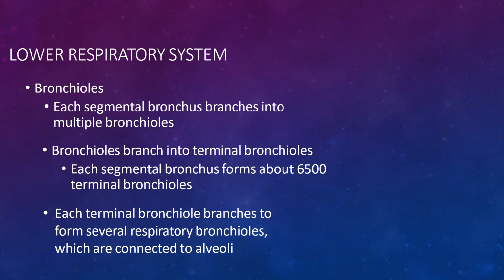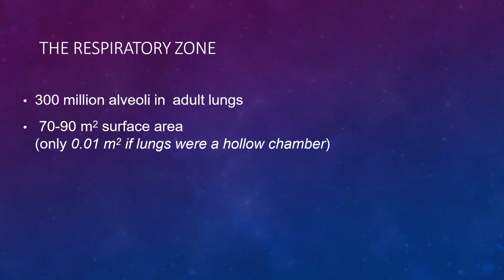You also have the bronchioles, so each segmental bronchus branches into multiple bronchioles. The bronchioles then branch into terminal bronchioles, so each segmental bronchus forms about 6,500 terminal bronchioles, and this then forms several respiratory bronchioles which connect to the alveoli. So this is the respiratory zone, with 300 million alveoli present in adult lungs. They have a surface area of 90 meters squared.